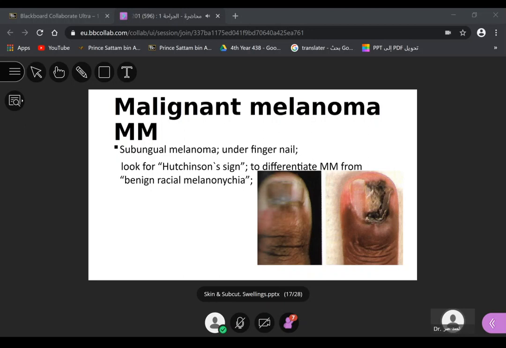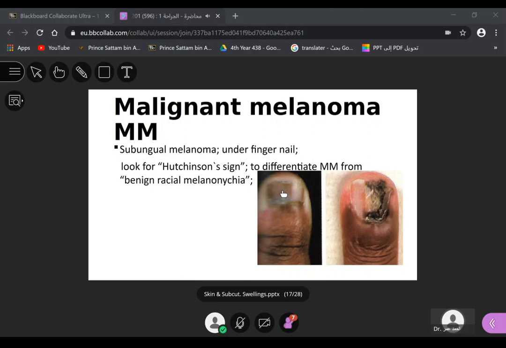Now, do you see this nail? This nail here looks dark. But this is benign. This is a sign known to happen in certain races. That's why it's known as benign racial melanonychia. If the patient has had trauma, he can develop a hematoma beneath the nail. Again, it will be like a black color.